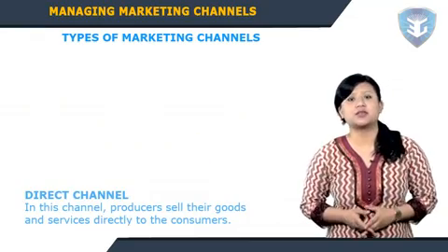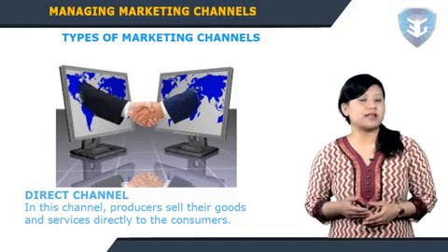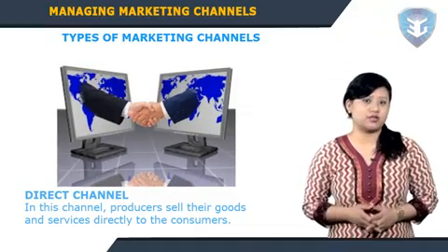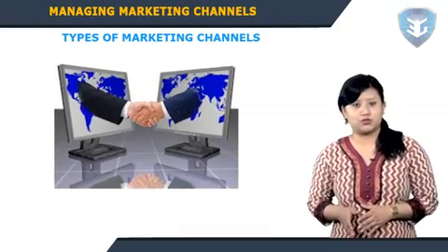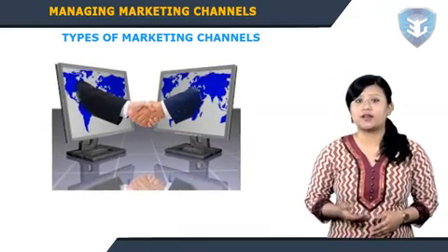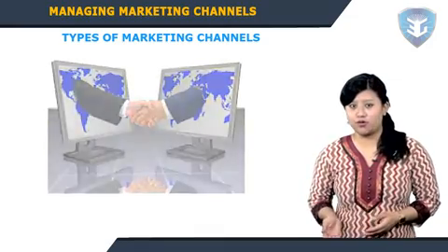Let us discuss some of the common channels. Direct channel. In this channel, producers sell their goods and services directly to the consumers. There is no middleman present between the producers and the consumers. The producers may sell directly to consumers through door-to-door salesmen and through their own retail stores.